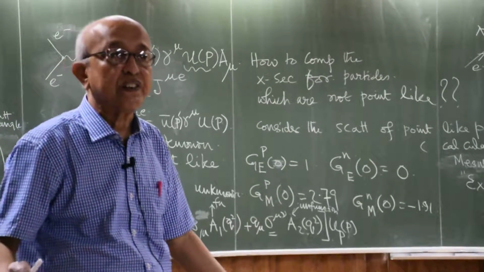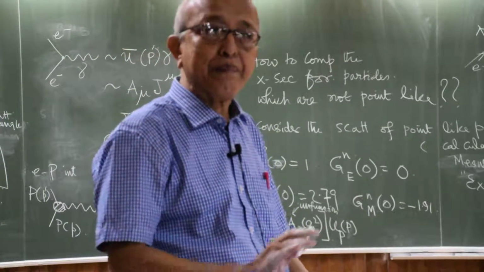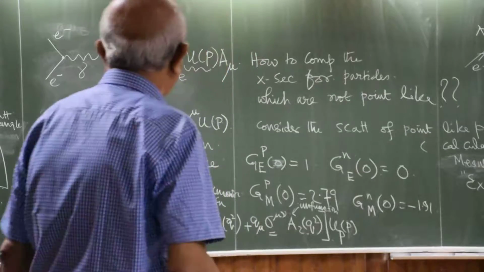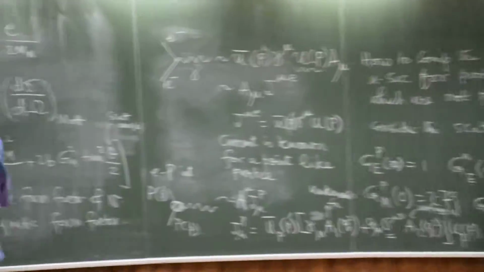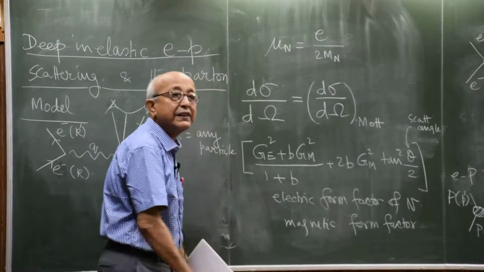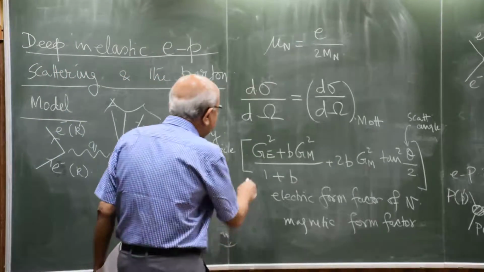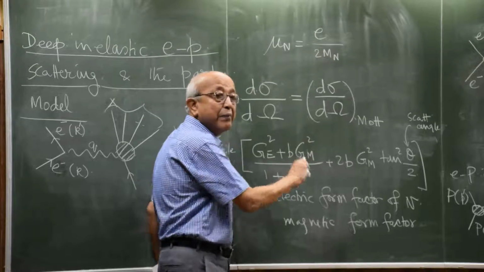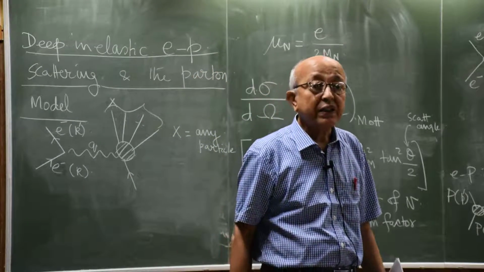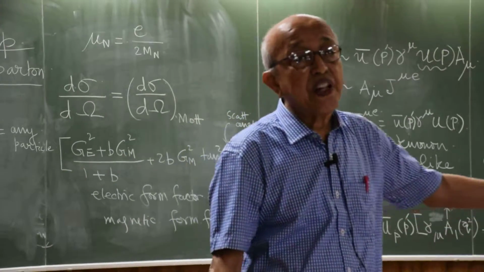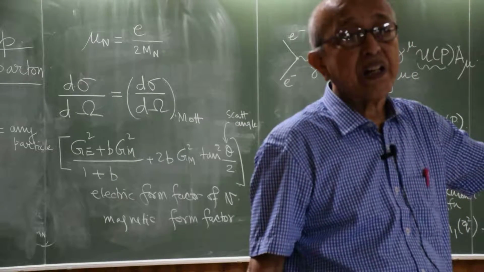Rules of quantum field theory, no problem. Absolutely no problem. And that calculation will lead you to this formula. This you can check. This is done in Halzen and Martin's book, where this GE and GM are nothing but combinations of A1 and A2, which I have written over there.